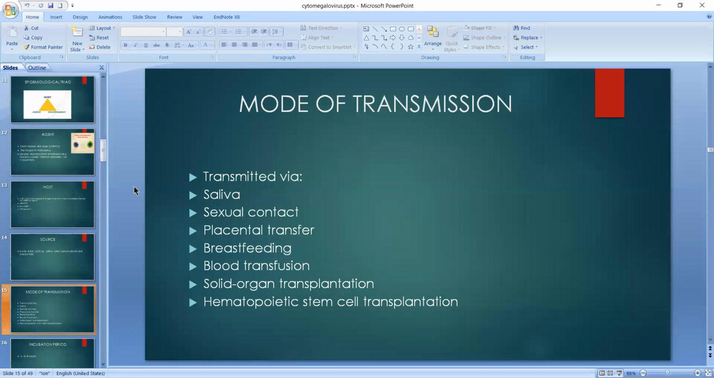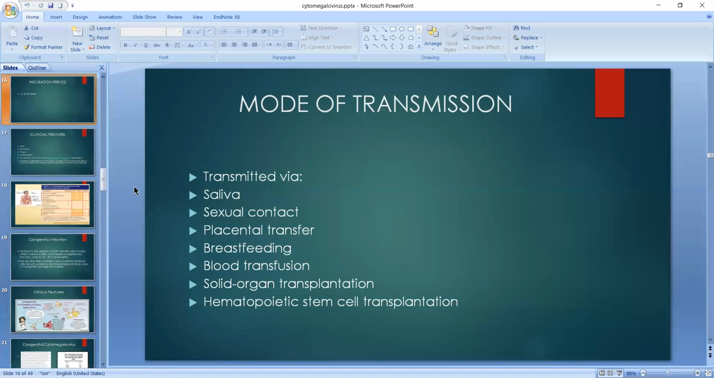Mode of transmission. It is transmitted via saliva, sexual contact, placental transfer, breastfeeding, blood transfusion, solid organ transplantation, and hematopoietic stem cell transfer. Incubation period is 4 to 8 weeks.